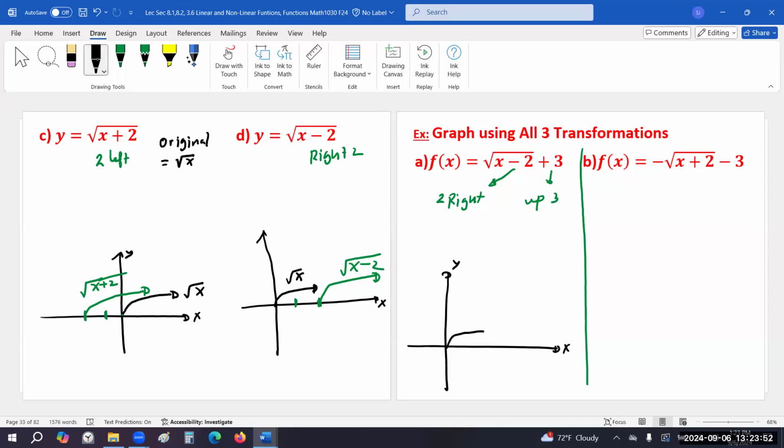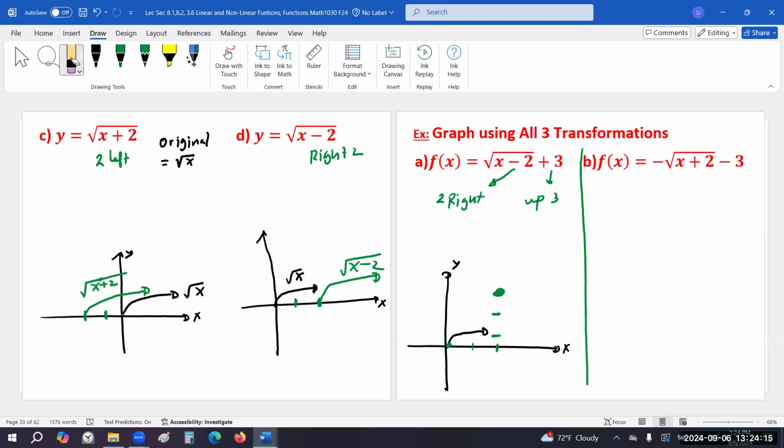This is the original square root. Now this original square root starts from here. So we take this point, we go 1 right, 2 right. And let's say this is 1 up, 2 up, 3 up here.